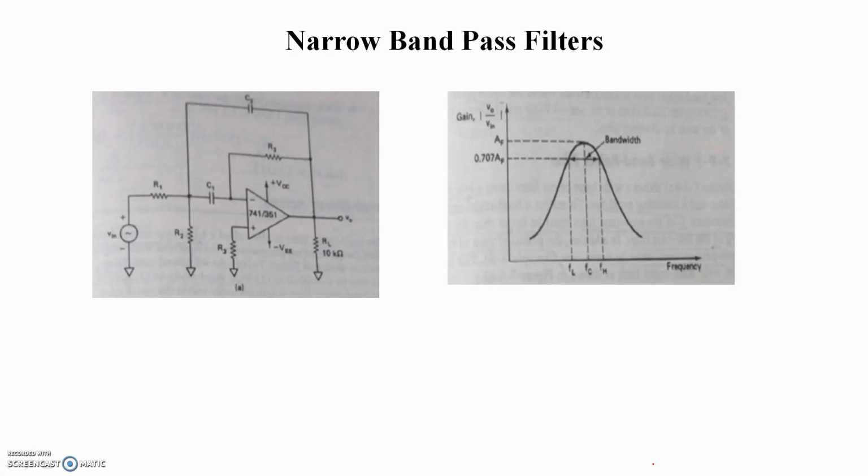The other difference is that in this case, the input is given to the inverting input terminal of the op amp. In all the previous situations, we have given the input voltage to the non-inverting input terminal. But in this narrow bandpass filter using multiple feedback paths, we have given the input to the inverting input terminal of the op amp. So this narrow bandpass filter is working in inverting mode.